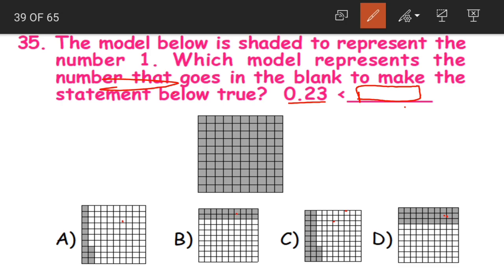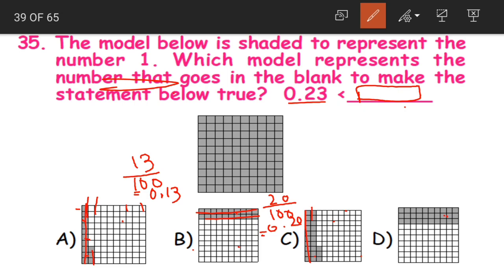Let us look at the first one. Again, how many blocks do we have here? We have 10 rows into 10 columns. So we are having 100 blocks, out of which 13 are shaded. So how will we write the decimal number? 0.13. Option B, 2 are completely shaded. So that means 20 divided by 100 is equal to 0.20.